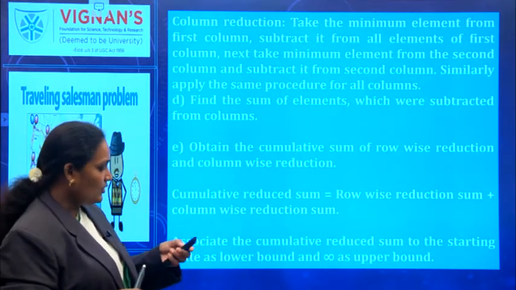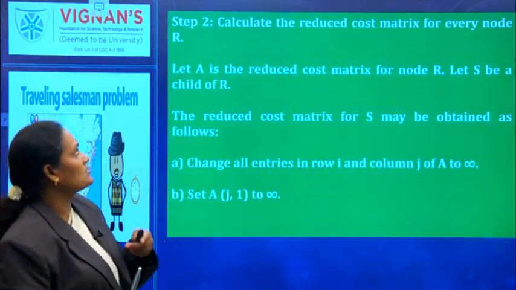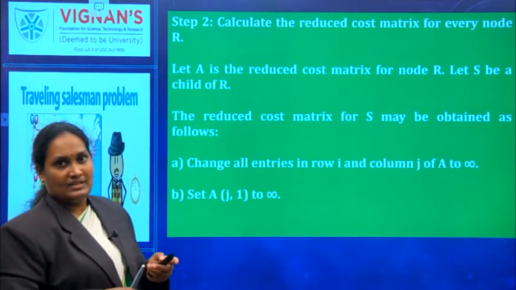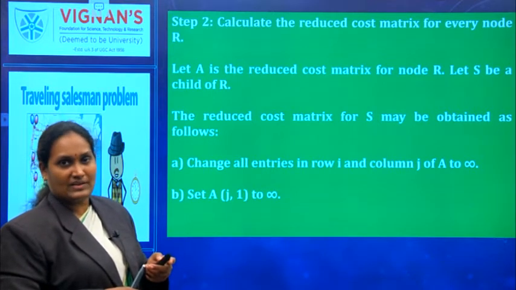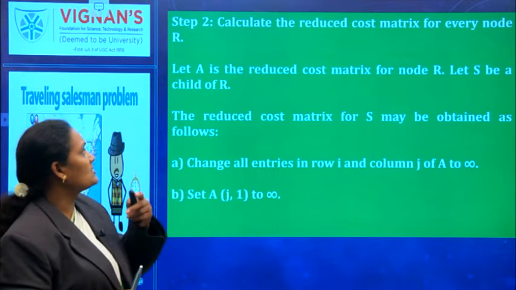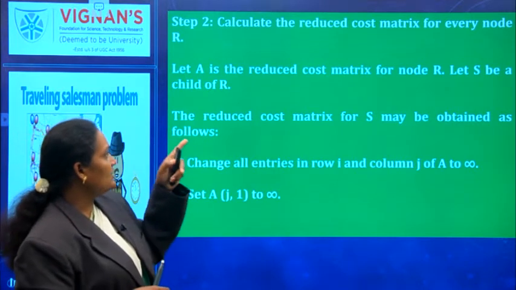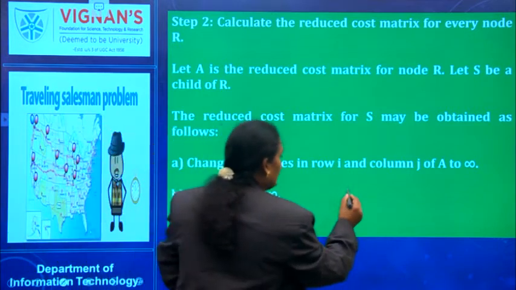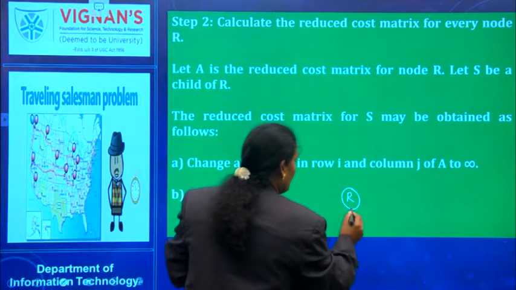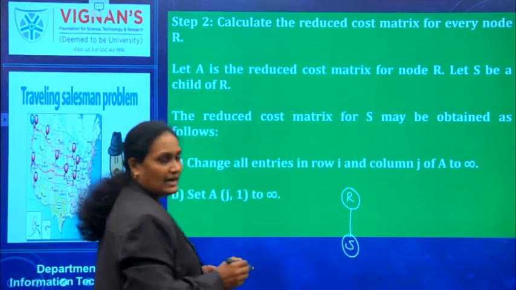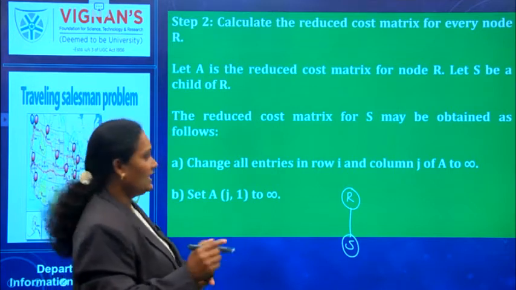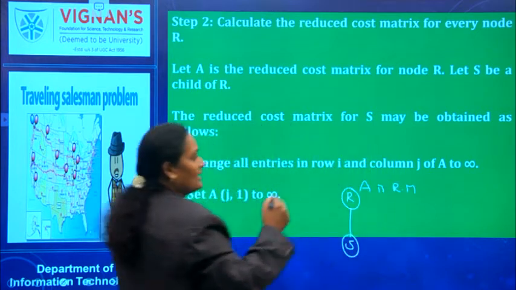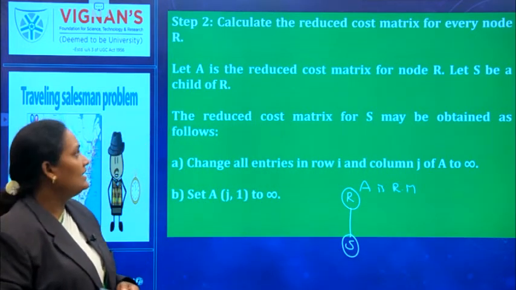This is the procedure. Next, what is the next step in that procedure? Calculate the reduced cost matrix for every node R. How to calculate the reduced matrix? Let us see. Let A be the reduced cost matrix for the node R. Let S be the child of R. Here R is a node and S is a child of R, and A is the reduced matrix at R.